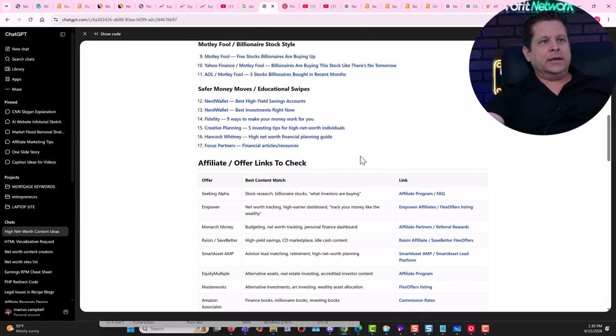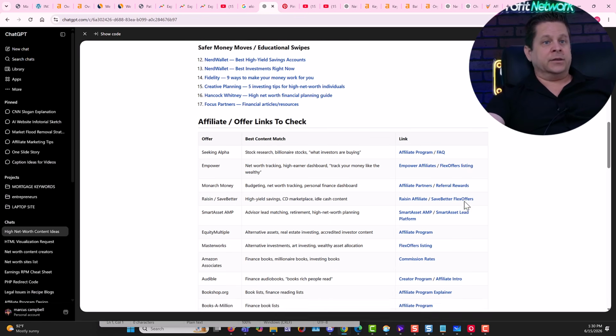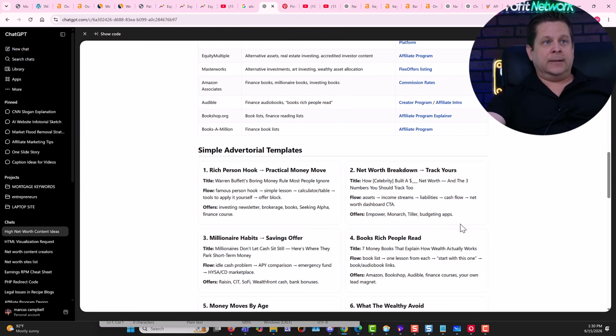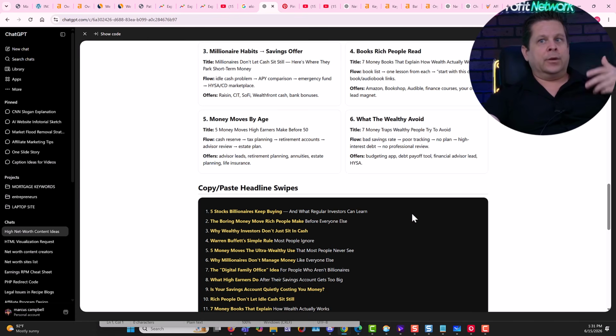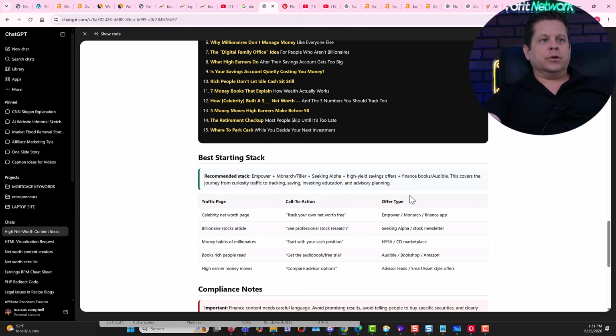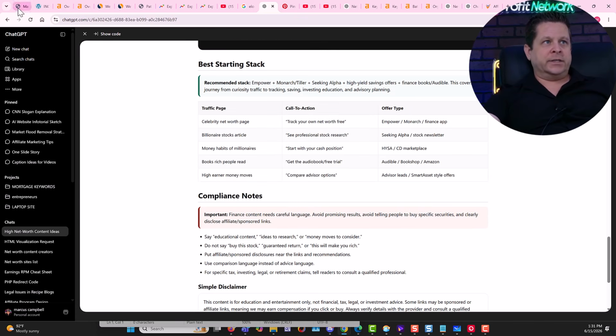Motley Fool, Yahoo Finance, and all of these others are just doing this like crazy. If you were to go through and look at this, you could do something like Warren Buffett's boring money rule most people ignore. Then you could do a net worth breakdown, how it works, and then maybe get them into an empowerment offer or a stock course or personal development course or something like that. Really, really cool stuff.